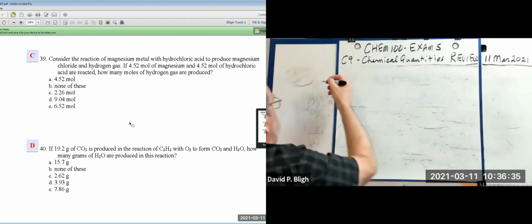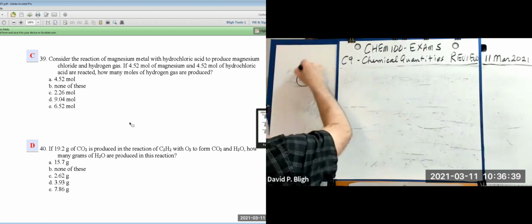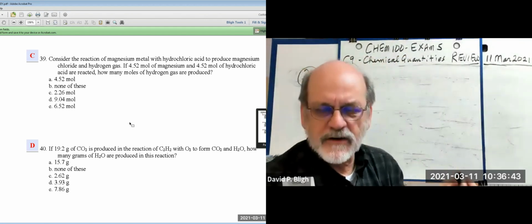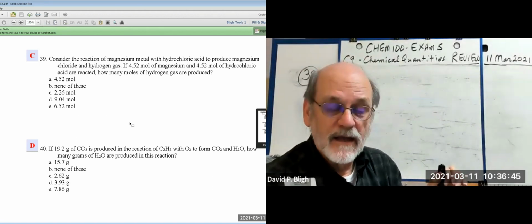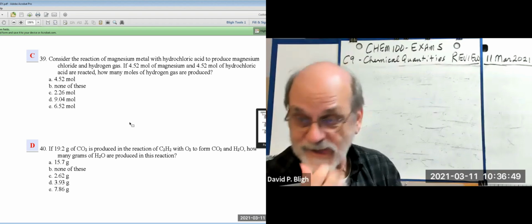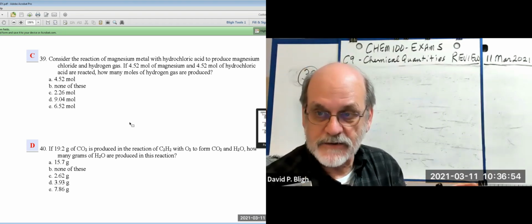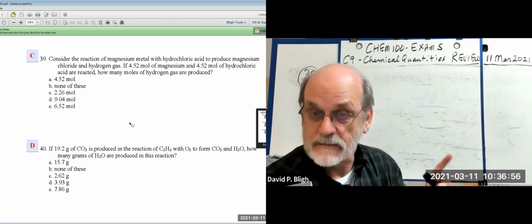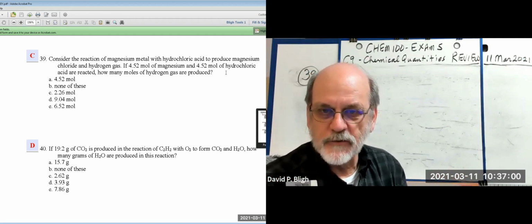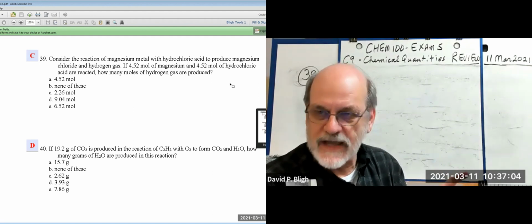Ah, 39. Okay. Consider the reaction of magnesium metal with hydrochloric acid to produce magnesium chloride and hydrogen gas. Okay, so you got a word problem there, and you have to write the balanced equation, maybe. Let's see if we need it. 4.52 moles of magnesium and 4.52 moles of hydrochloric acid are reacted. How many moles of hydrogen gas are produced?